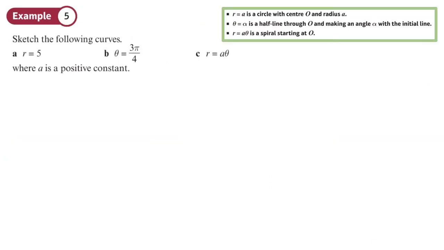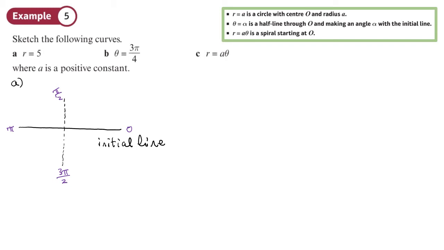Okay, so we've been asked to sketch each of the following curves. Here's my initial line here. Suppose we should write it on, initial line. And these here represent angles: 0, pi over 2, pi, 3 pi over 2.